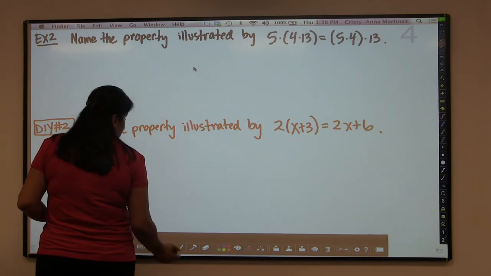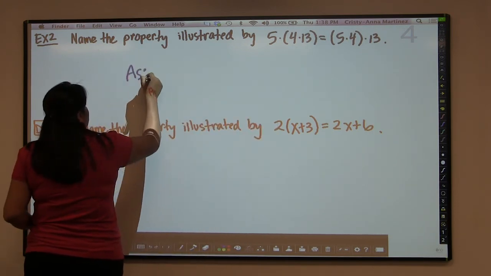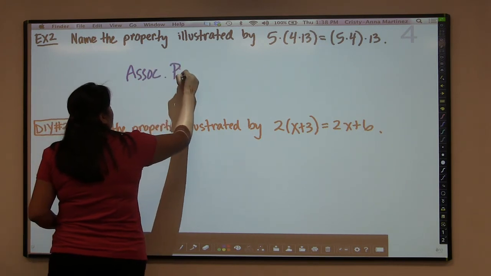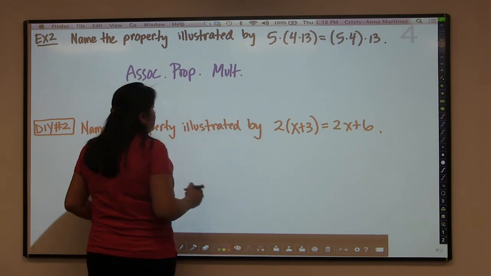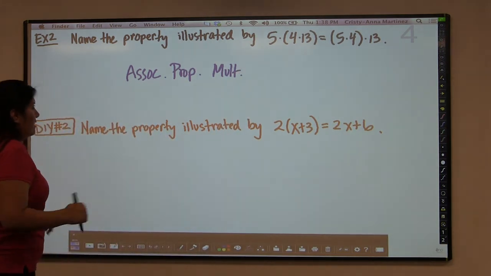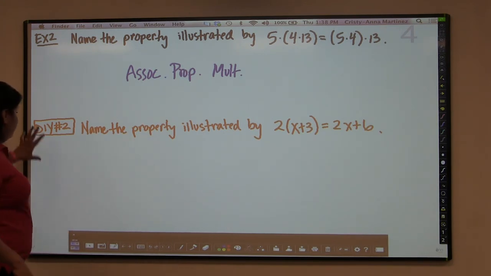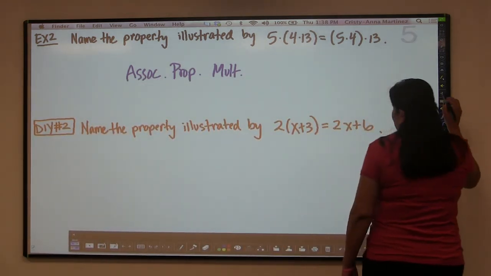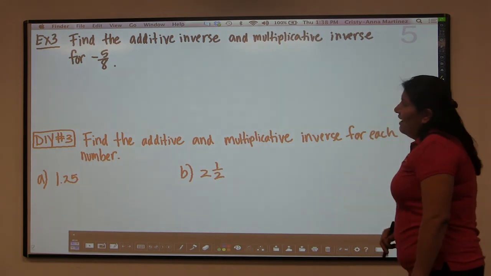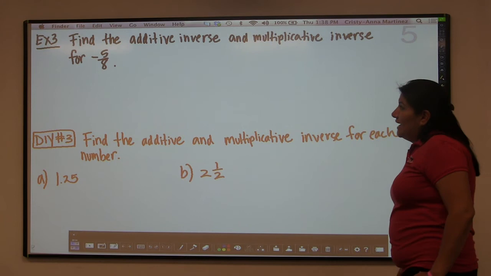The associative property of multiplication. Now, had we been adding, we would say associative property of addition. But right now we're multiplying, so the associative property of multiplication. And so then there's another example for number 2, and you can do that one, and then we'll move on to our next example. Find the additive inverse and the multiplicative inverse for the number negative 5/8.